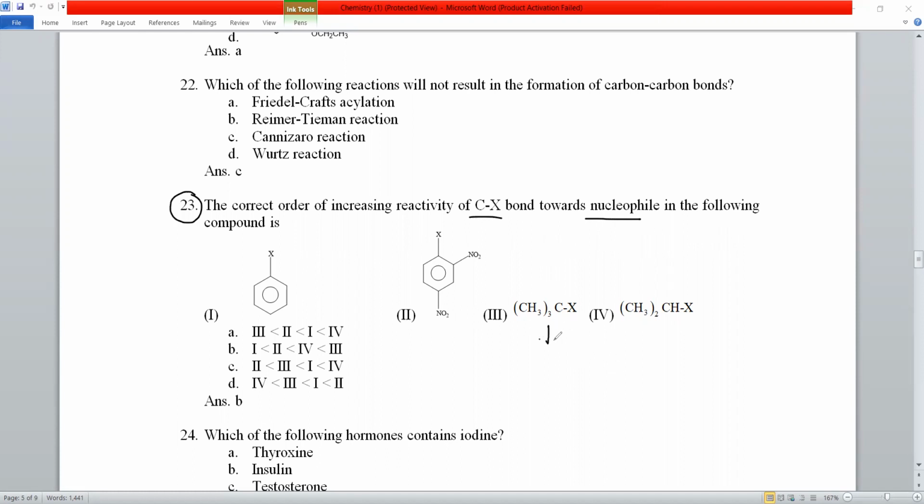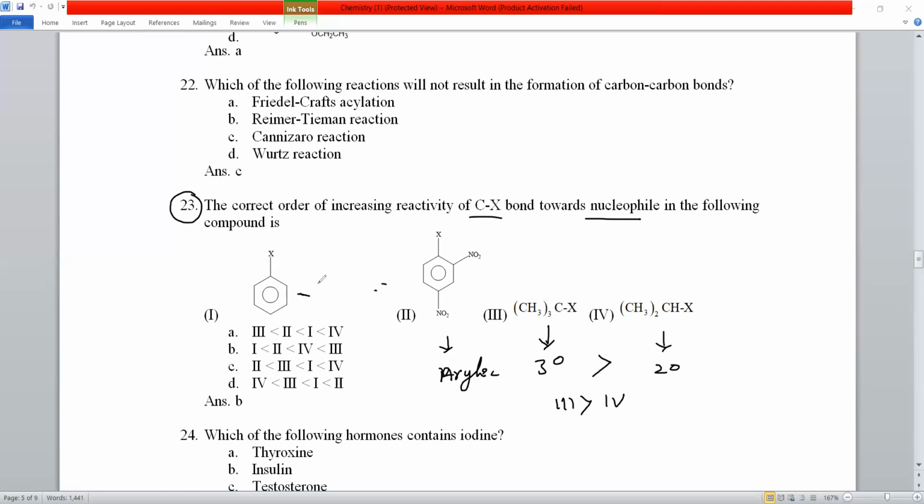So this will give a tertiary carbocation. This will give a secondary carbocation. This will give a vinylic arylic carbocation. This is aromatic. These both will be aromatic. This is aliphatic. Aliphatic, we have to check stability. So which is more reactive here? 3 is more reactive than 4. Why? Because tertiary is more stable when compared to secondary.